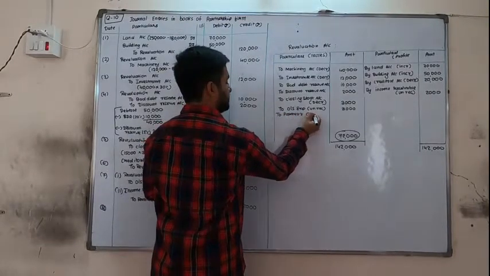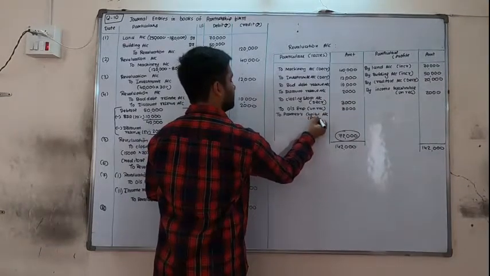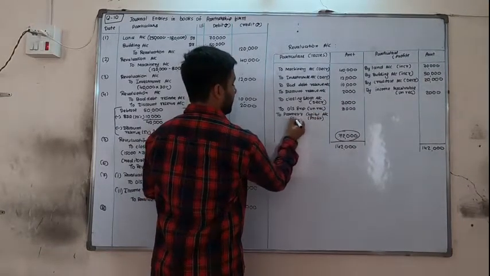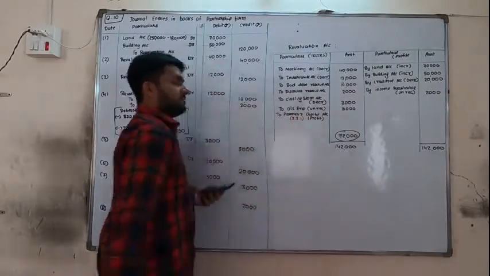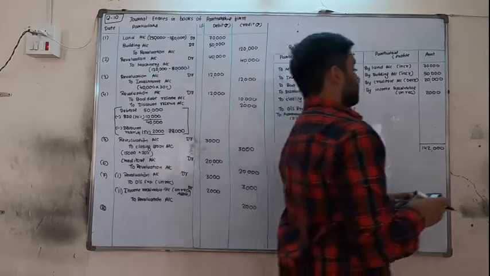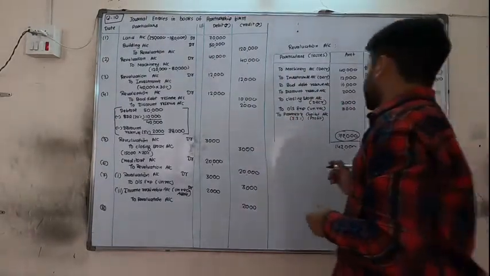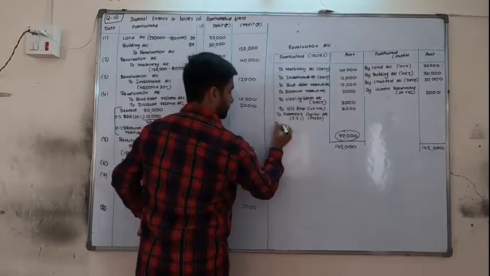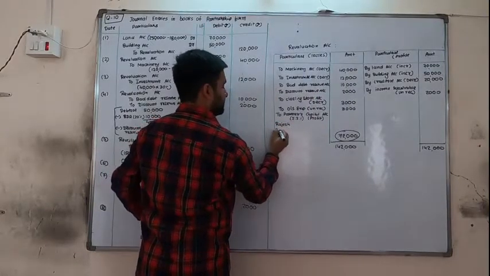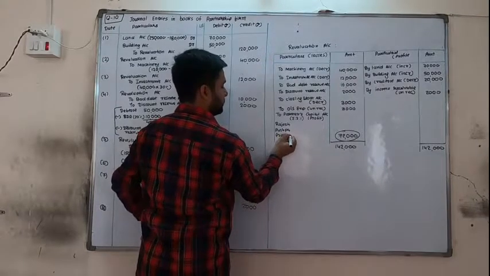What will we write here? To partners, here only capital accounts are given. So partners capital account, in bracket we will write profit and the old ratio. In the question, the old ratio is given as 2:3:1. Name of partners: Rajesh, Pushpa, Pratibha.